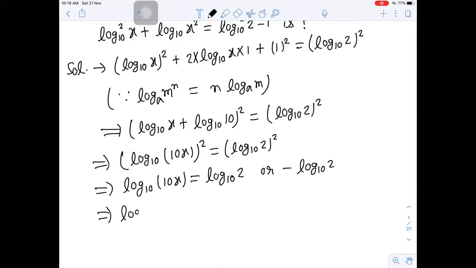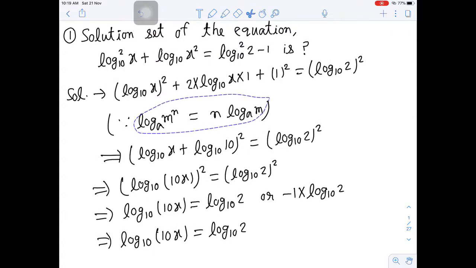Okay, then you will get log 10x base 10 equal to log 2, or you have minus log 2. Minus log 2 can be written as minus 1 into log 2. Now minus 1 is outside, so it will become the power of 2 using this rule, log m to the power n equal to n log m. So it will become log 2 raised to power minus 1. 2 raised to power minus 1 is nothing but 1 by 2.